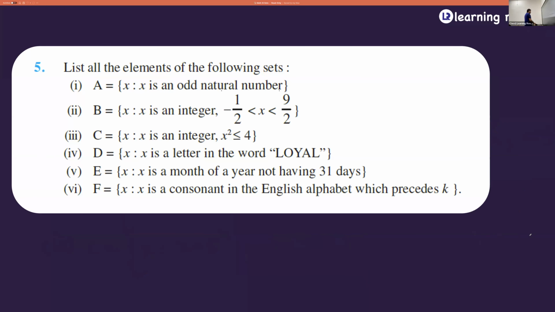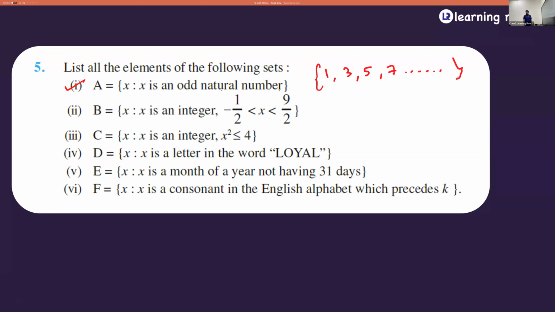So fifth one. I'll write it here itself. List all the elements of the following sets. A, x such that x is an odd natural number. So 1, 3, 5, odd natural number.